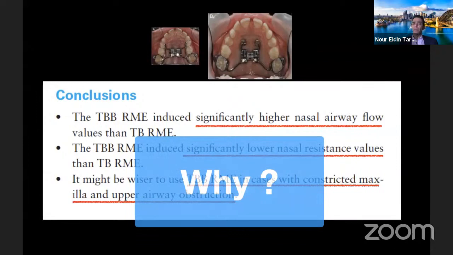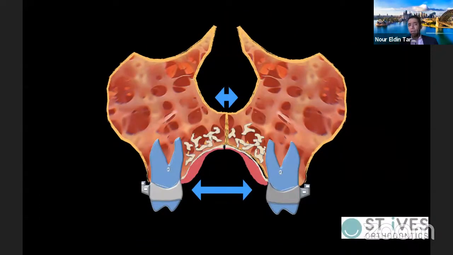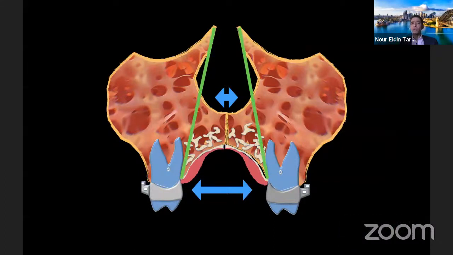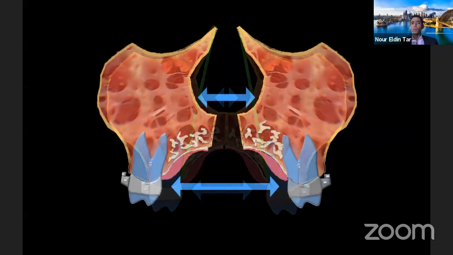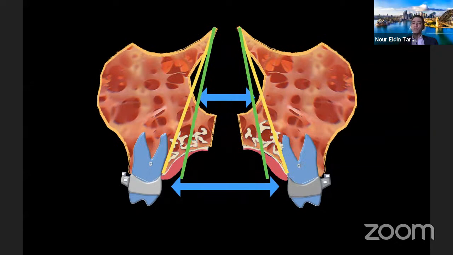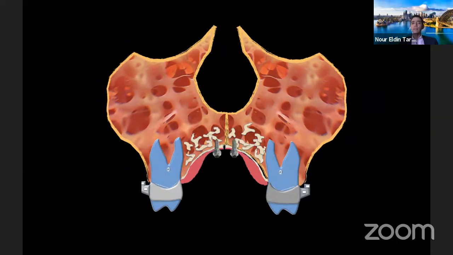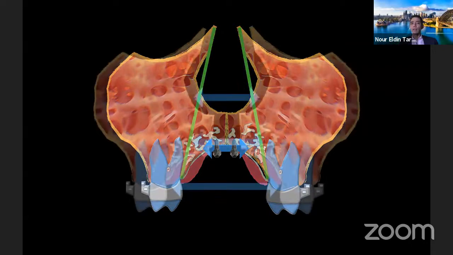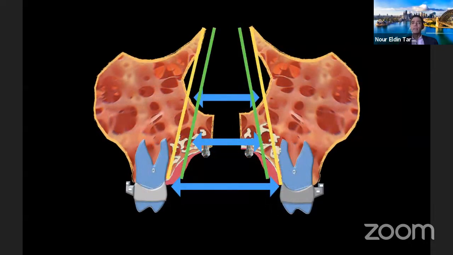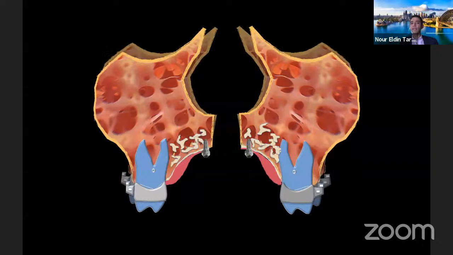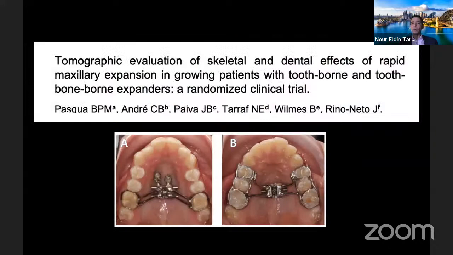So why does that happen? I don't know if it's self-explanatory, but what I'm going to try and show you here is the pattern of expansion changes. When we are expanding with tooth-borne, we get a lot more bending in the dental-alveolar process. When we place some titanium implants in the palate, the expansion is a lot closer to the floor of the nose, and it's a little bit more parallel on the skeletal level. So you will get a greater increase in the nasal volume. You may actually get no real difference at the level of the dental arch, but you will get a significantly bigger change at the level of the nose.